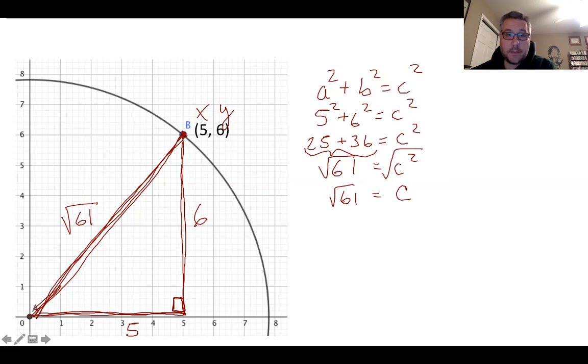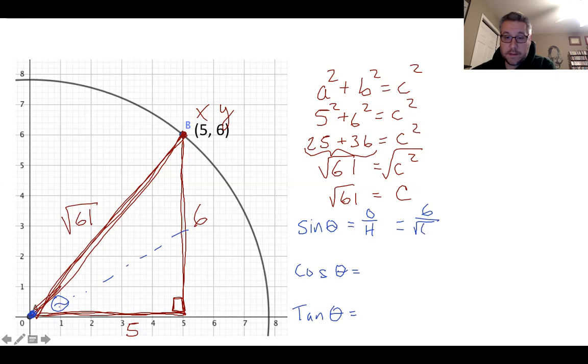Now, we're going to do the same thing here as we did in the last problem to wrap this up. We're going to figure out what is the sine ratio from theta, and I'll put theta in. It goes right here. It's this acute angle next to the origin. We will figure out the cosine from theta, and we will figure out the tangent ratio from theta. Okay, here we go. Sine means opposite over hypotenuse. So from theta, the opposite is 6, and the hypotenuse is the square root of 61.